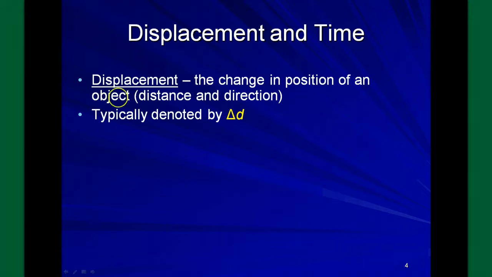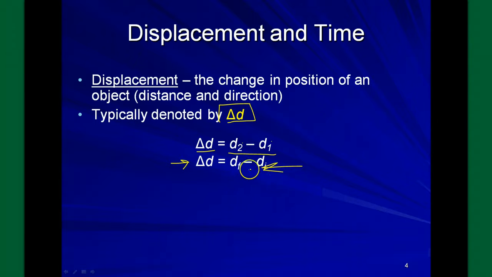So as I said, displacement, change in position. Typically it's denoted by delta D. And delta D, to calculate that, you'll see two formulas specifically. D1 and D2 stand for, D1 stands for the initial position. D2 stands for the final position. So we go final position minus initial position to calculate the displacement. And also, most of the time, and this is the one that I like to use because it's more intuitive, F stands for final, I stands for initial, DF minus DI, final position minus initial position.